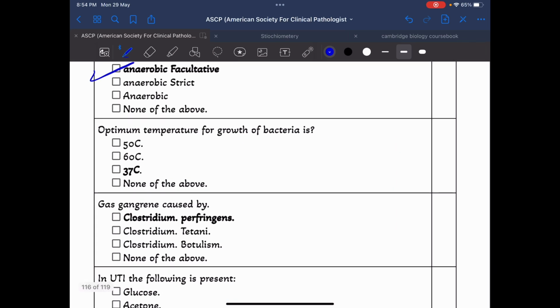Optimum temperature for the growth of bacteria is 50 degrees centigrade, 60 degrees centigrade, 37 degrees centigrade, none of the above. The correct answer is 37 degrees centigrade, which is the human body temperature.